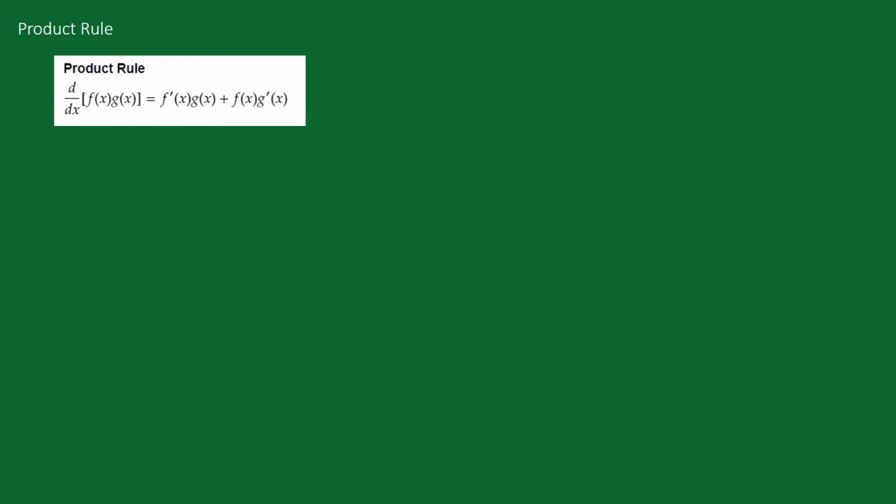So the product rule says that if you have two things multiplied by each other, you take the derivative of the first one times the original of the second, plus the original of the first one times the derivative of the second. For example, let's find the derivative of h of x equals 6x squared minus 7x plus 9, all of that times x cubed plus 4x squared minus 10x minus 3.